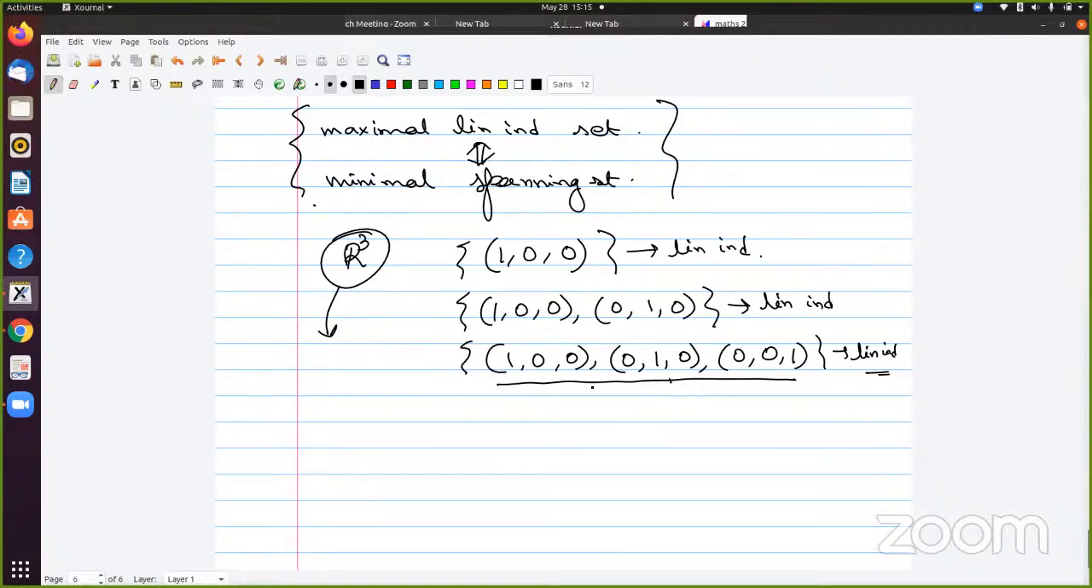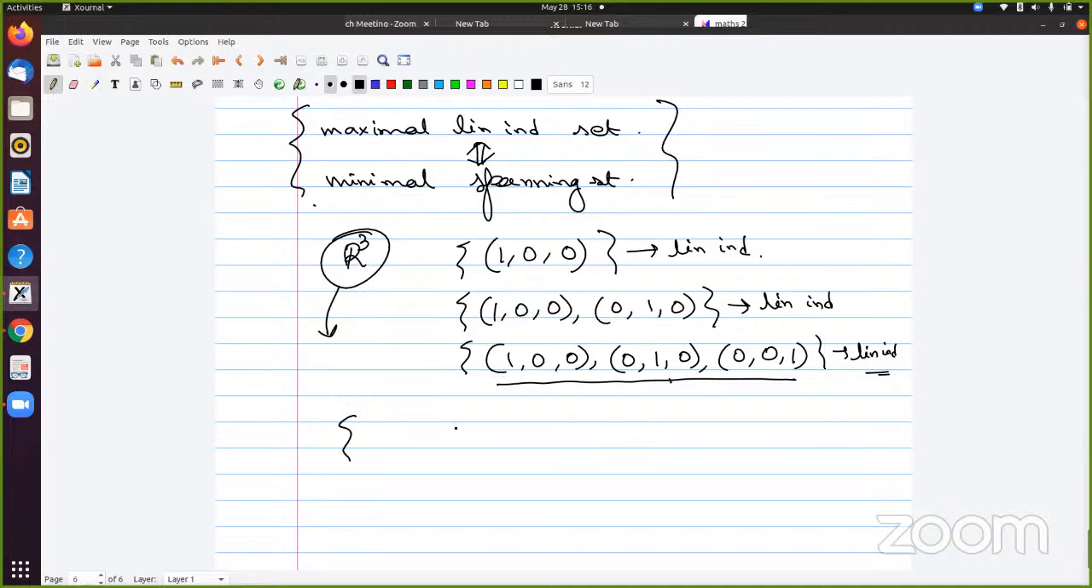So in R3, what is the cardinality of a maximal linearly independent set? 3. That is the dimension. If there are more than 3 vectors, then it cannot be linearly independent. I have told you that in the last 3 sessions. Remember? Once you have more vectors than the dimension, that is the actual statement, then it cannot be linearly independent. Now you get the idea why I was telling that? Okay, great.